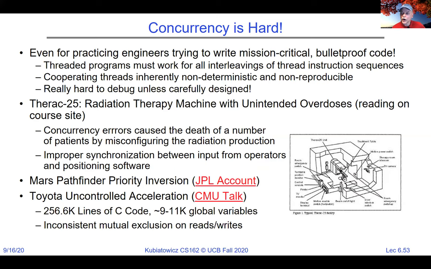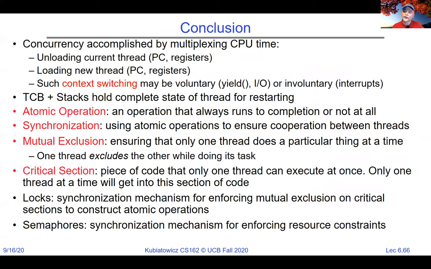But I want to let you guys go. Today we really talked about concurrency. We showed how to multiplex CPUs by unloading the current thread, loading the next thread, and context switching, either voluntarily or through interrupts. We talked about how the thread control block plus the stacks give the complete state of the thread and allow you to put it aside when it needs to go to sleep. And then we started this discussion about atomic operations, synchronization, mutual exclusion, and critical sections.